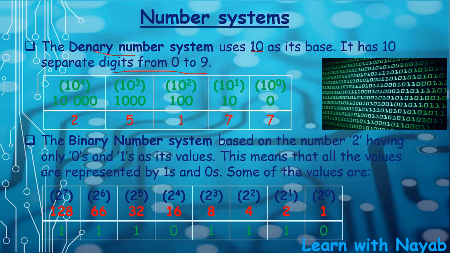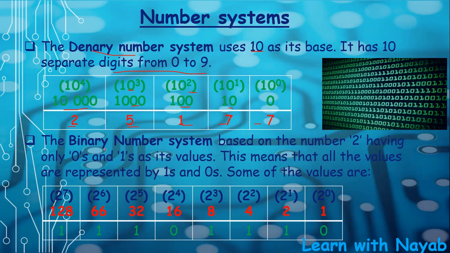Now there are the headings. 10 power 0 equals 1, 10 power 1 equals 10, 10 power 2 equals 100, 10 power 3 equals 1000. We're writing 10 here because it's the base. If 10 power 4, that's 10,000. So when we are using 10 as its base, we get the number as 10,000. So these are the numbers that can be behind this: 2, 5, 1, 7, and 7.